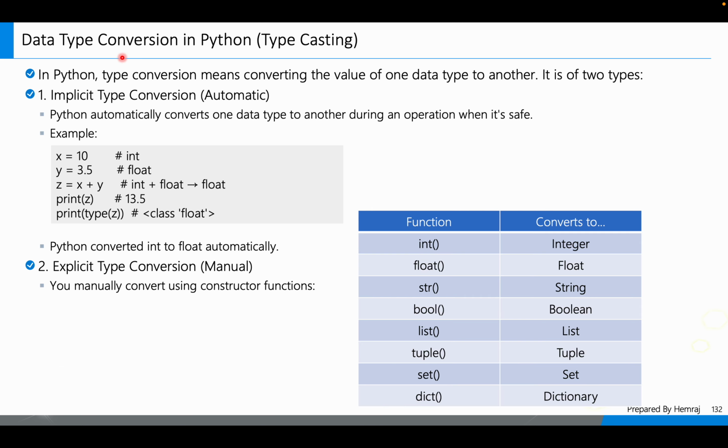Now, data type conversion in Python. In Python, type conversion means converting the value of one data type to another. It is of two types. Implicit type conversion is automatic: Python automatically converts one data type to another during an operation when it is safe. The second type is explicit type conversion, which is manual: you manually convert using the constructor functions.